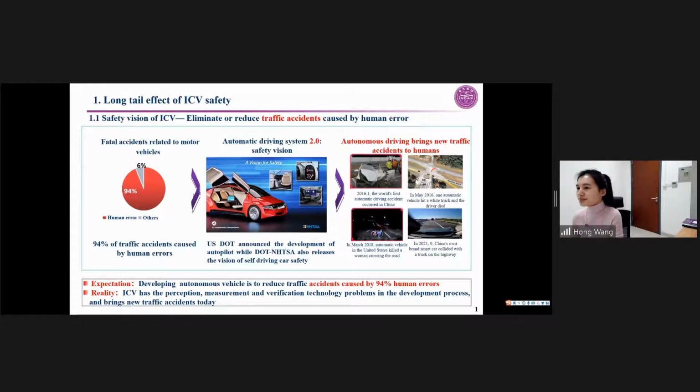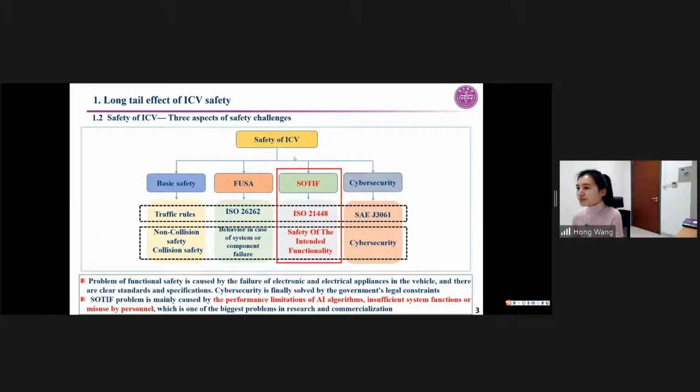So we have to try to solve these safety issues to achieve this expectation. Let's look into what the safety challenges are for the intelligent connected vehicle. There are three main aspects of the safety challenges.